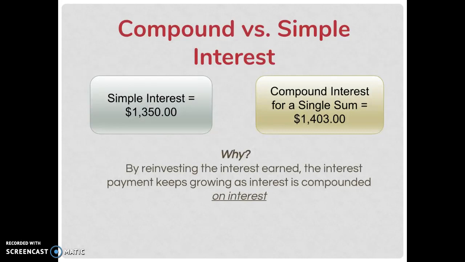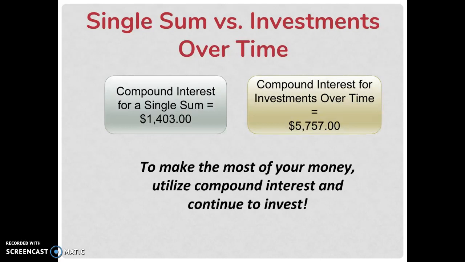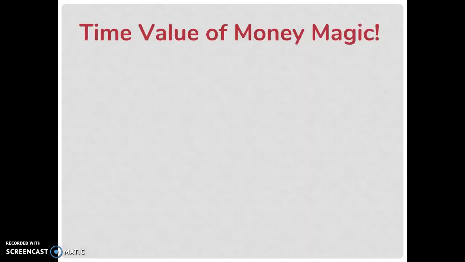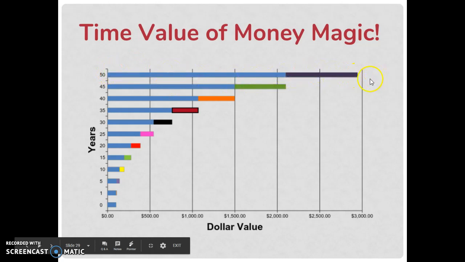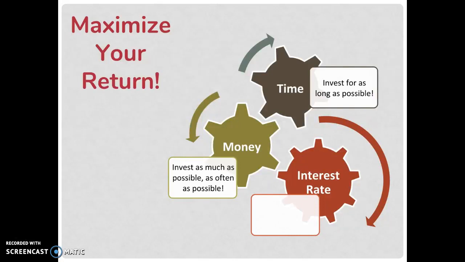This just shows compound interest. You want to have compound interest when you can, because it's going to give you interest on top of interest, which is going to be better for you in the long run. To make the most of your money, you want to use compound interest, not just simple interest. Here are some charts that show you over time. If we invested our money for 50 years, here's what it could grow into, as opposed to just letting it sit for a few years. So again, the longer you let your money sit, the better the interest rate you use, the better it's going to be for you. That's the time value of money, these three parts: time, money, and interest rate.